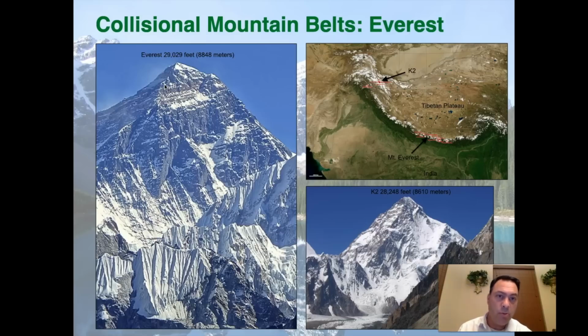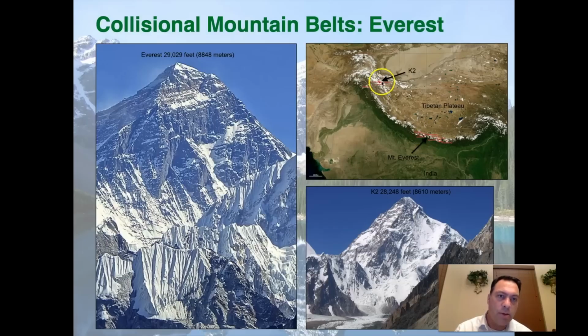Where's Mount Everest and K2 relative to each other? Well, this map over here shows us. Here's India. Here's the Indian craton. K2 is located up approximately where this arrow is pointed. It's actually about right here. And Mount Everest is located right in this vicinity. I think it's actually right here where it's marked by this arrow.